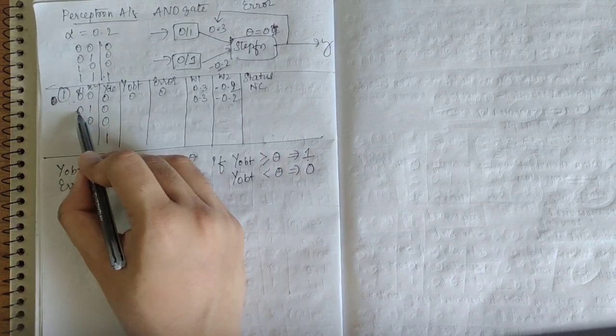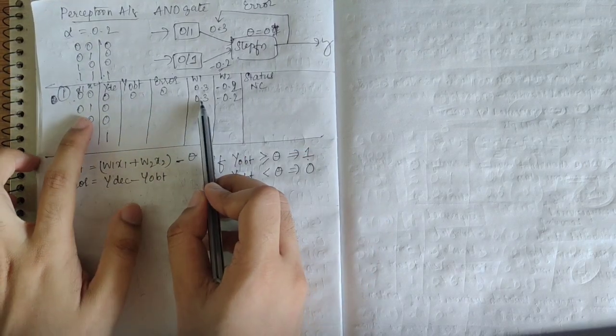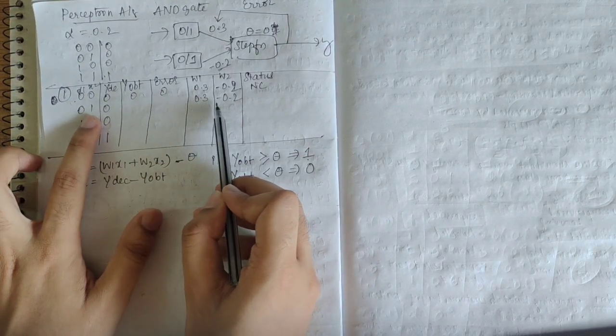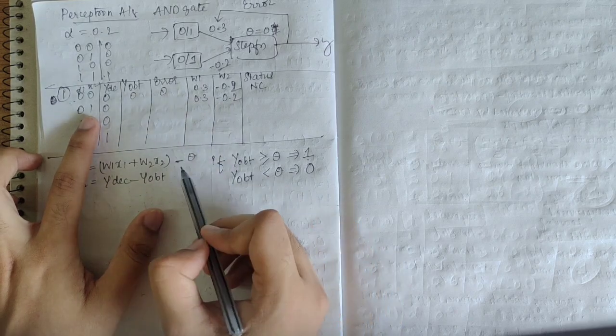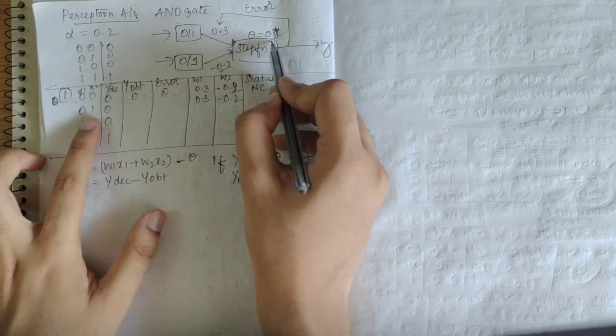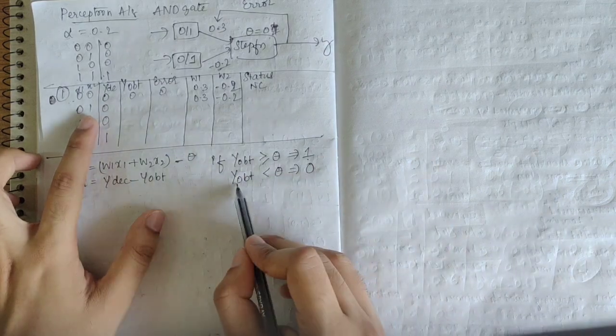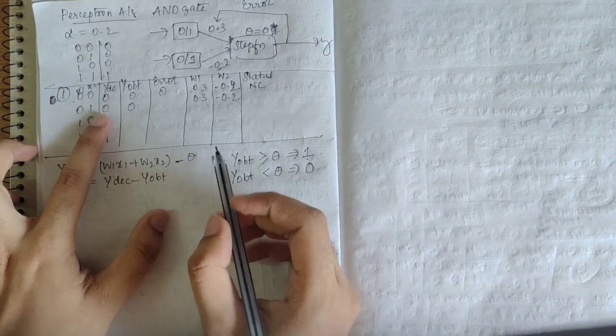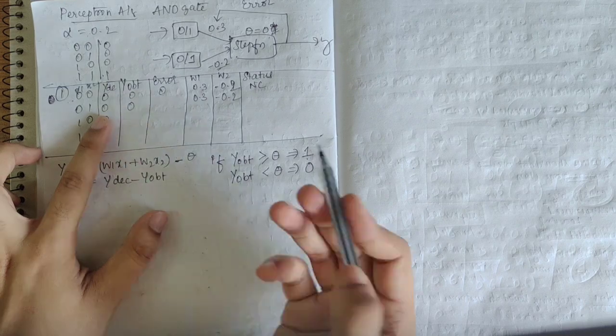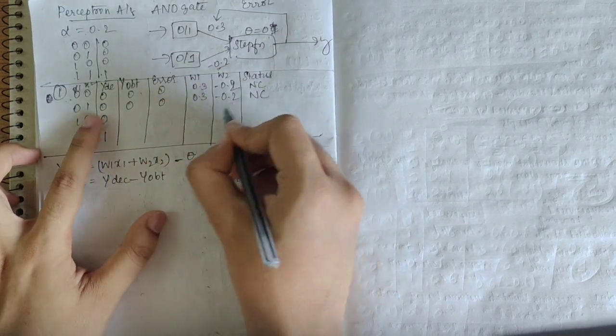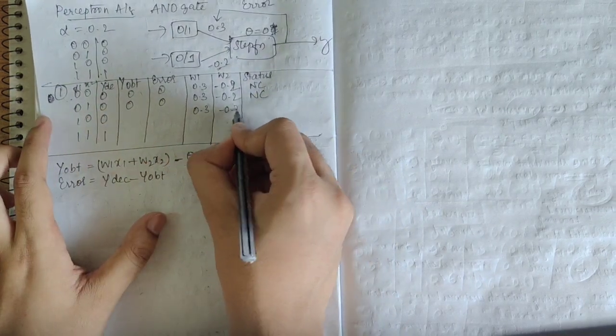Next, I'll consider 0 and 1 here, so 0 into 0.3 is 0, 1 into minus 0.2 is minus 0.2. Minus 0.2 minus theta value 0.4 is minus 0.6, it is less than 0, so I'll put 0 here. Expected, or what we had decided, was 0, obtained was 0, so there is no error, so here also no change. Now I'll write 0.3 here, minus 0.2 here.